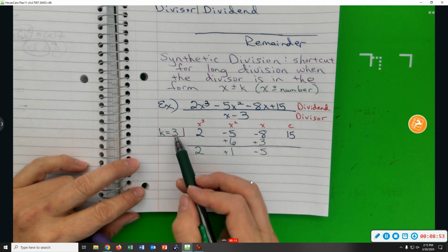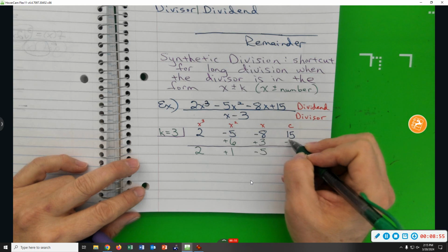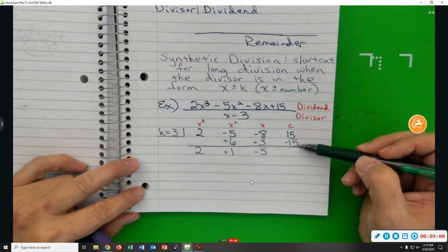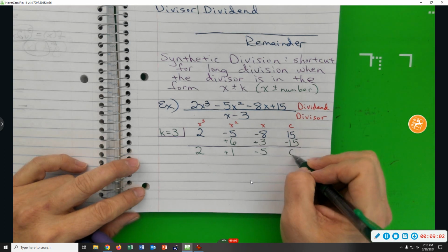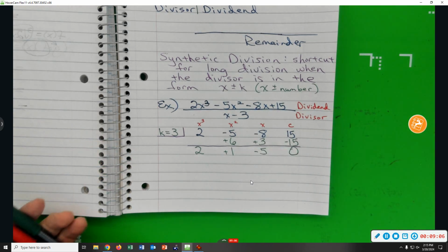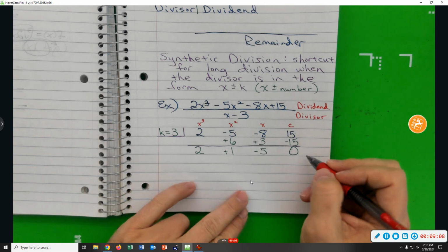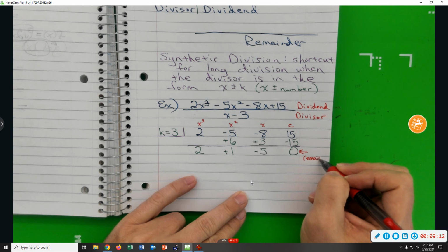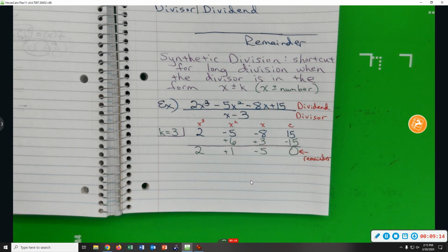Negative 5 times 3 is a negative 15. 15 minus 15 gives me a 0. The last number is the remainder. And now at this point, the answer, the quotient, is staring you in the face.